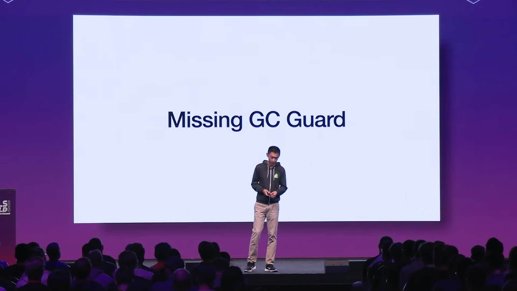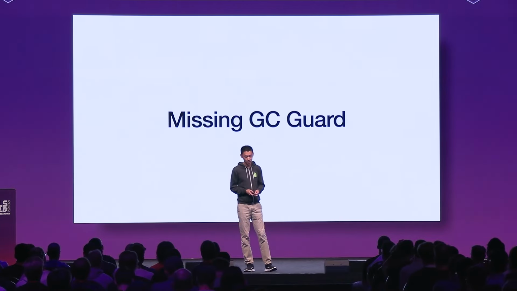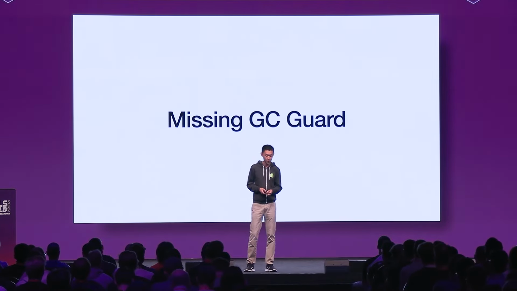The most common type of bugs are missing garbage collector guards. When Ruby runs the garbage collector, it scans the C stack to find potential Ruby objects in order to keep them alive.